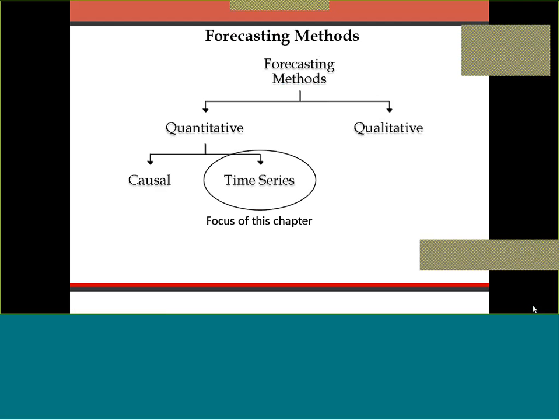So finally, the outline so far is that we are going to discuss forecasting methods. There are two types of forecasting methods, quantitative and qualitative. We are only concentrating on quantitative. In quantitative, we have causal and time series methods. Causal means we are involving more than one time series. In time series, which is the focus of this chapter, we are only considering a particular time series and we are not comparing with others.